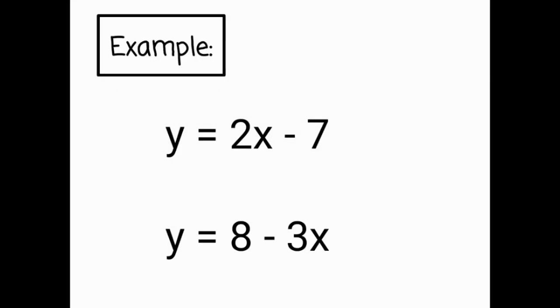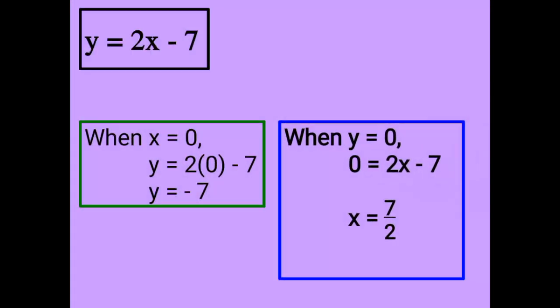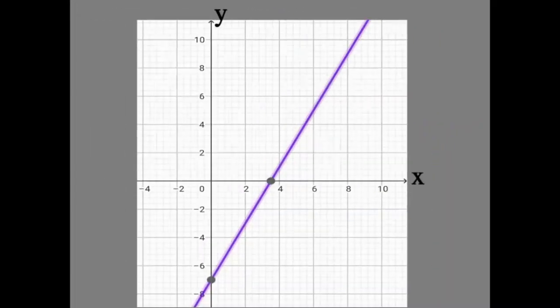Now another example: y equals 2x minus 7, y equals 8 minus 3x. First, I'll draw these two graphs on two separate axes. y equals 2x minus 7. When x equals 0, y equals minus 7, and when y equals 0, x equals 7 over 2. The graph y equals 2x minus 7 crosses the x-axis at 3.5 and the y-axis at minus 7. This is the graph for y equals 2x minus 7.